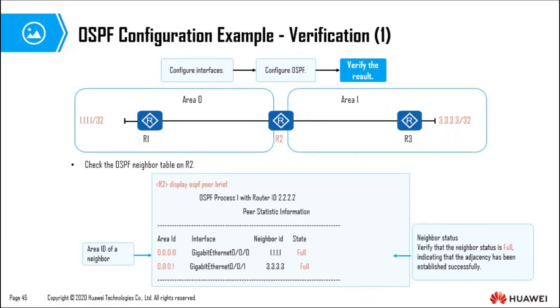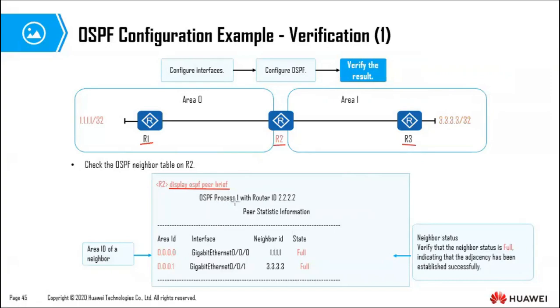Okay, so now let's go ahead and verify our configuration. How to do that? We can display the OSPF peers, or the OSPF neighbors, by using the command display ospf peer brief. So it's going to tell you that right now we are in R2. Please remember we are in R2. We expect that R2 has formed a neighbor relationship with R1 on area 0 and with R3 on area 1.